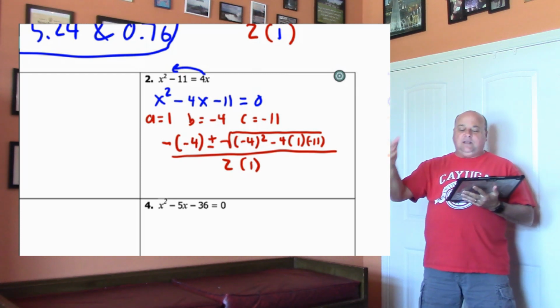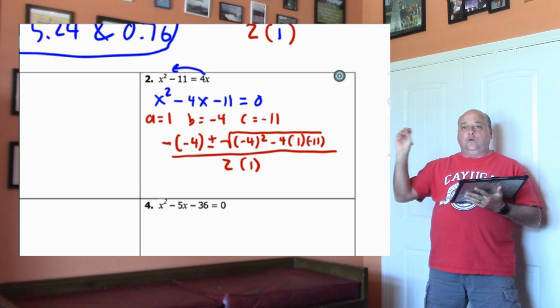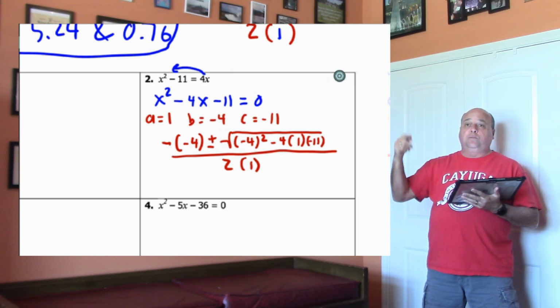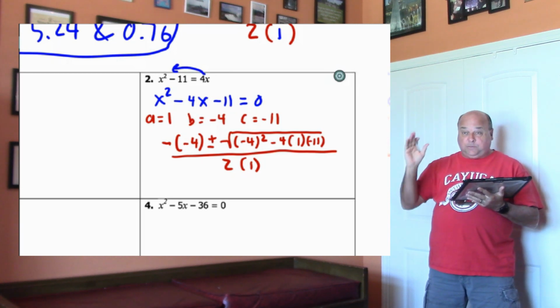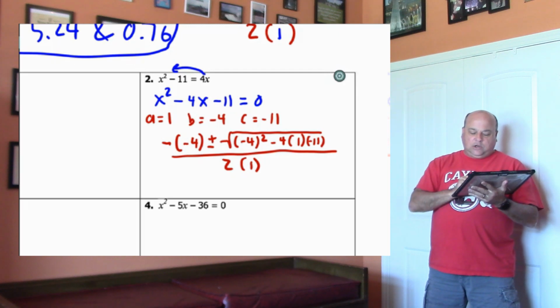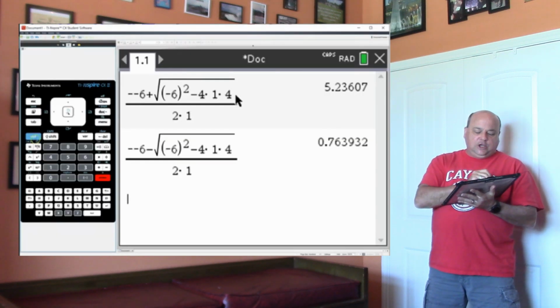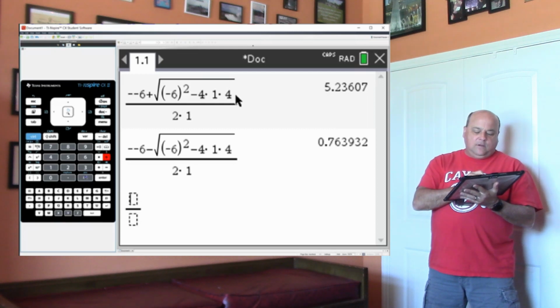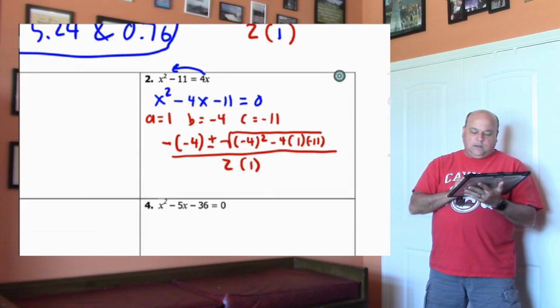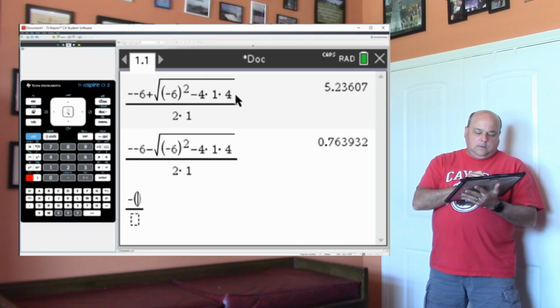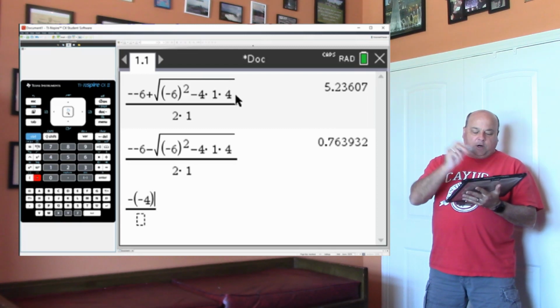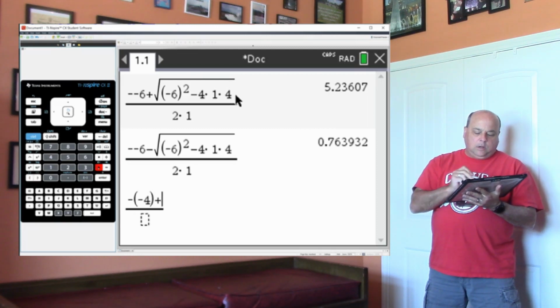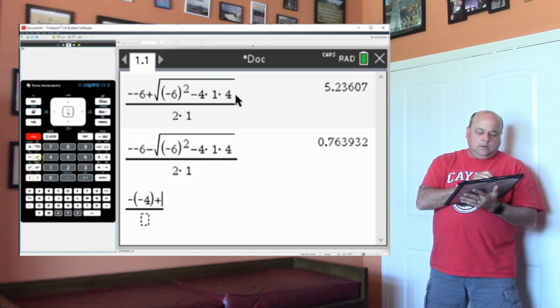Now we're going to type this as is into the calculator with the parentheses. If you use the parentheses, it's going to work. It's kind of tedious, but it'll work. So let's go to the calculator. Okay, hit Control Divide to get the fraction bar, and then negative parentheses, and it's negative 4, right? Negative 4. Okay, close the parentheses, and we're going to do plus first, plus Control X squared.